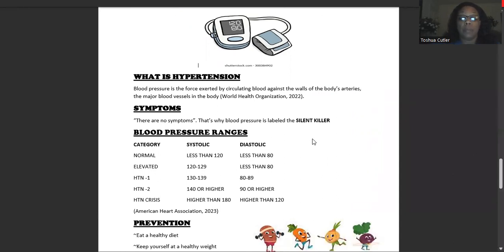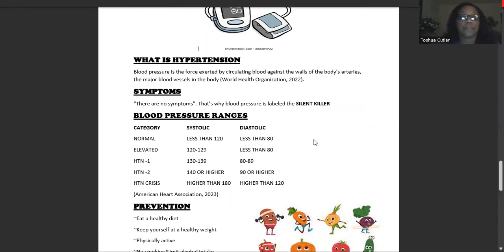What are the symptoms of blood pressure? There are no symptoms for blood pressure. That's why blood pressure is known as the silent killer. And below you see a category of blood pressure ranges.